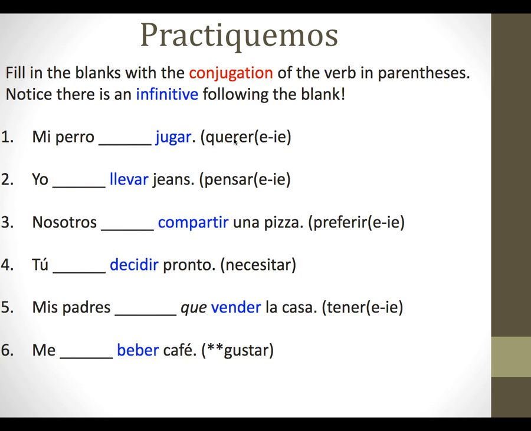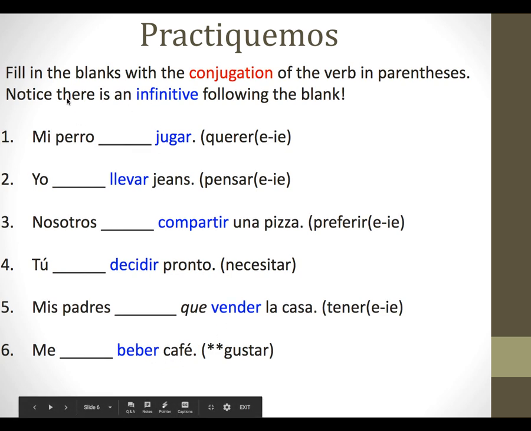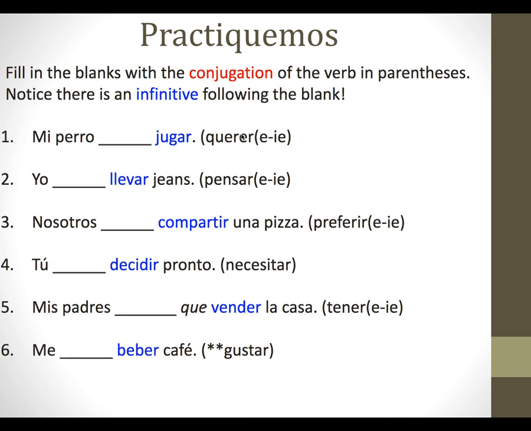Okay, so let's see how these verbs, querer, pensar, preferir, etc., are used with verbs in the infinitive following. Fill in the blanks with the conjugation of the verb in parentheses. But notice there's an infinitive following the blank. This one wants us to say, my dog wants to play. So we do have to conjugate the first verb, leaving the second in the infinitive.